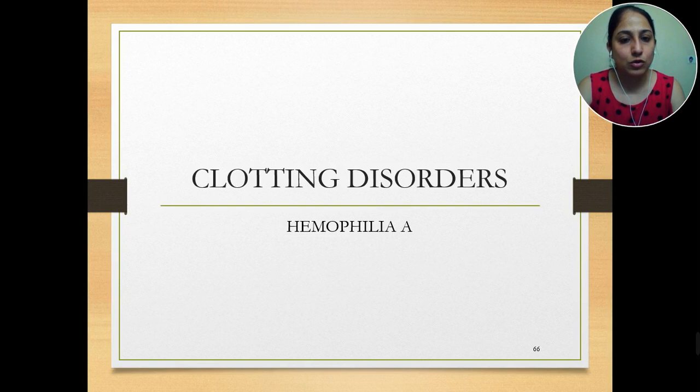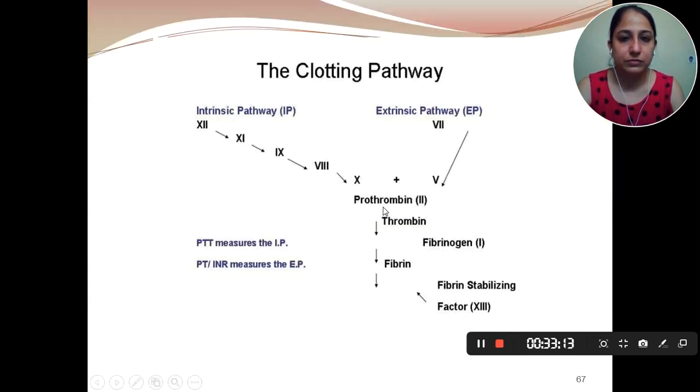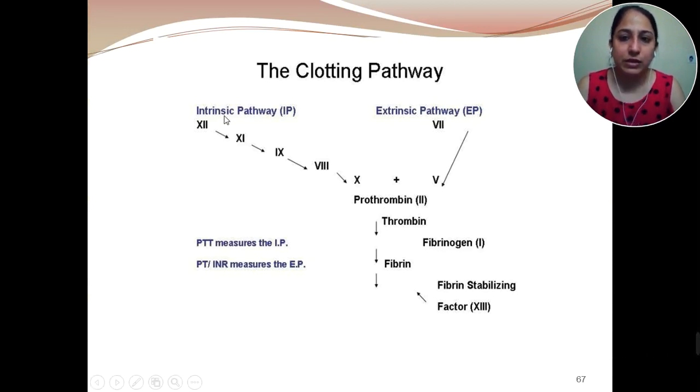The next is clotting disorders. In this, we will be dealing with hemophilia A. Now let's see briefly what the clotting pathway is. Here we can see the intrinsic pathway and this is the extrinsic pathway. Here factor 12 is converted to activated factor 12A, which further acts on factor 11, activating it, which acts on factor 9, factor 8, and then it acts on factor 10 and thus enters the common pathway.